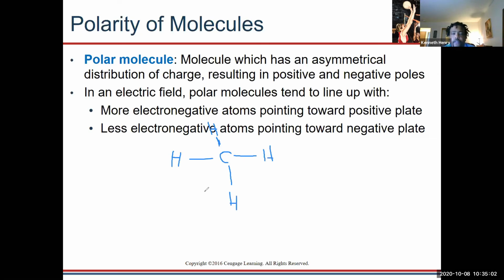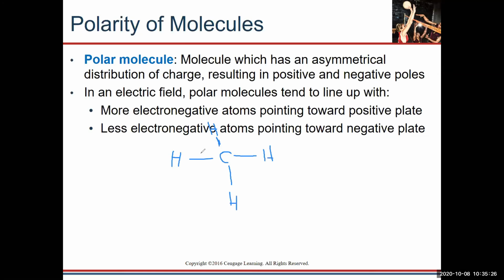So if they're all sharing evenly, that means nobody's pulling stronger than the other. If nobody's pulling stronger than the other, the molecular polarity is also going to be symmetrical in this case, because it's all being pulled evenly on all sides. So that would be symmetrical. You guys understand that?